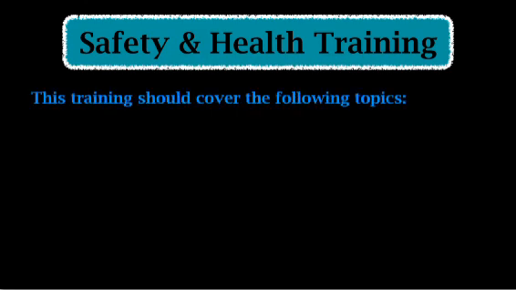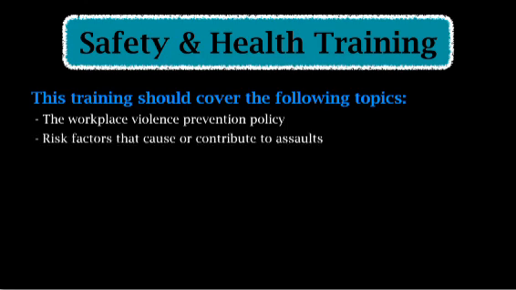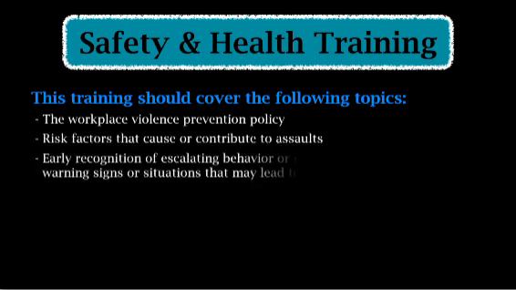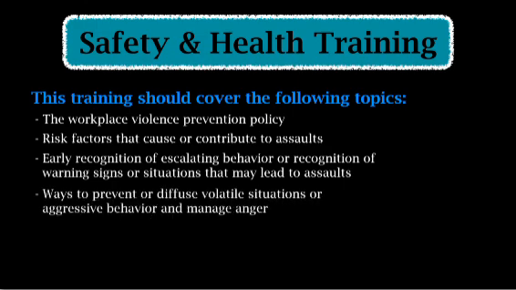The fourth OSHA element is safety and health training. Training ensures that all staff are aware of hazards and how to protect themselves and coworkers. Workplace violence training is another fundamental to any successful workplace training program. This training should cover the following topics: the workplace violence prevention policy, risk factors that cause or contribute to assaults, early recognition of escalating behavior or recognition of warning signs or situations that may lead to assaults, ways to prevent or diffuse volatile situations or aggressive behavior, and manage anger.